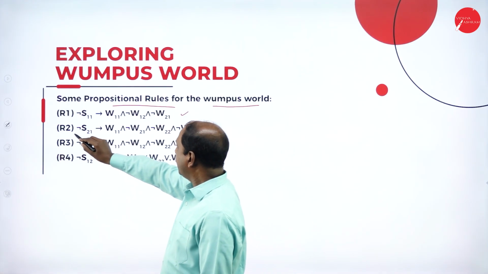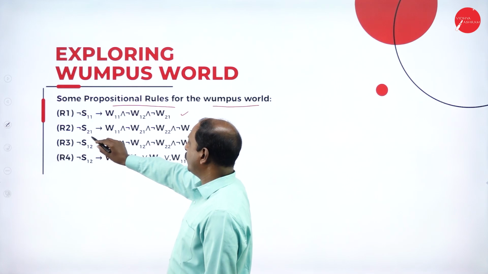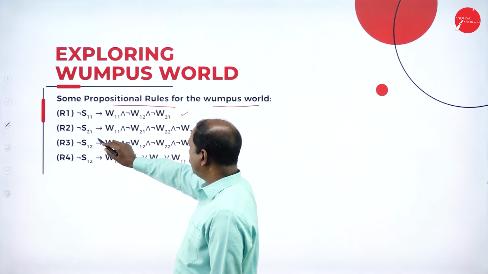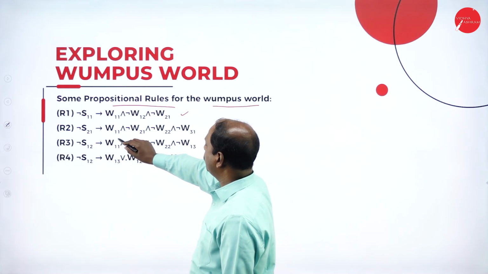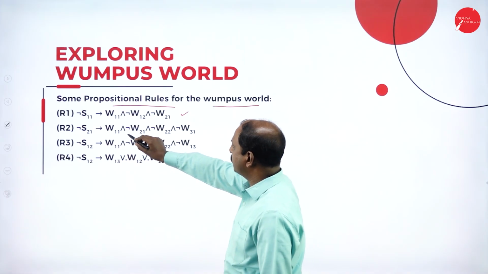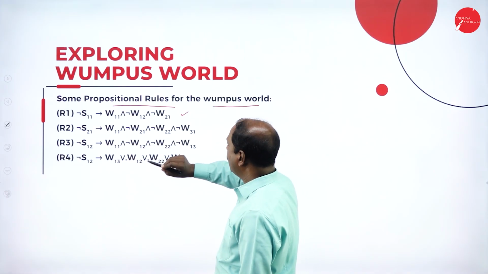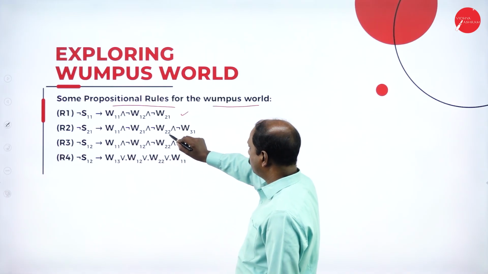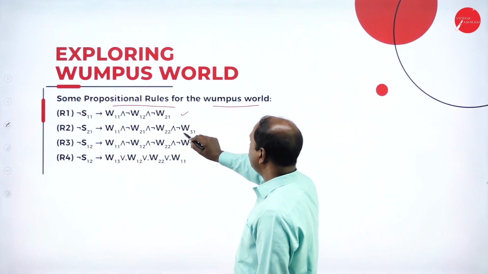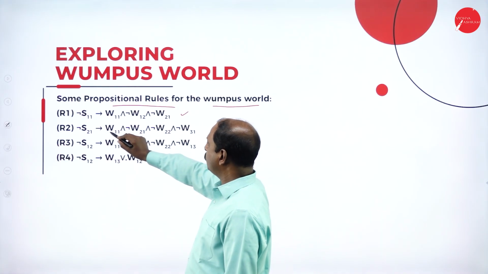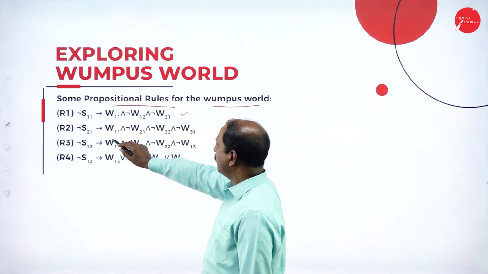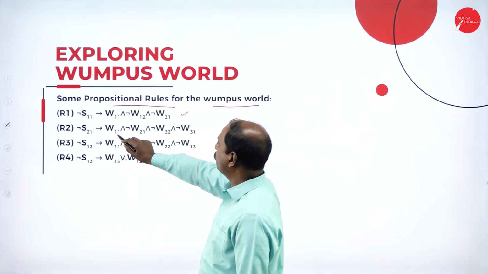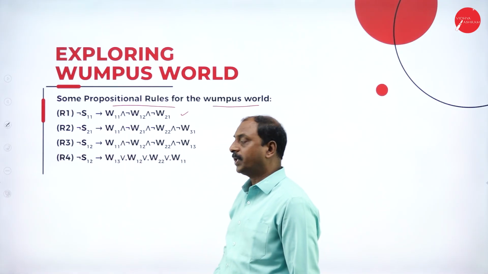And at S2,1, at the second row, 2,1, that is W11. If that is the case, there is no Wumpus in 2,1 and there is no Wumpus in 2,2 as per the condition, and even 3,1. So there is no Wumpus at this position, and in 1,1 there is no Wumpus. This is the first location.